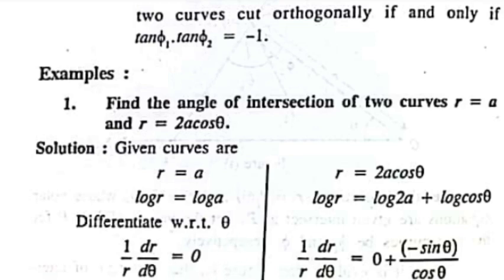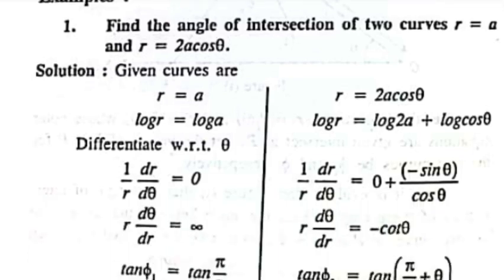Now this is nothing but tan phi 1. Why have we taken phi 1? Because there are two curves, so this is for curve 1. To denote that, we take tan phi 1, which is equal to tan pi by 2, because tan 90 degrees is always infinity. Therefore we write this infinity as tan pi by 2. Now tan gets cancelled, so phi 1 is equal to pi by 2. So this is the first angle between the radius vector and the first curve.